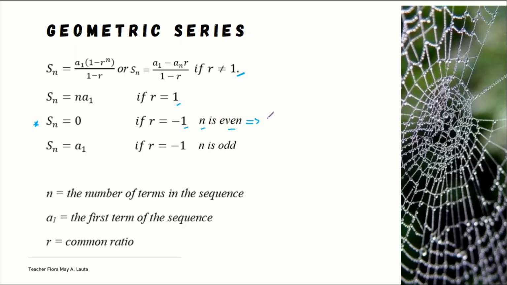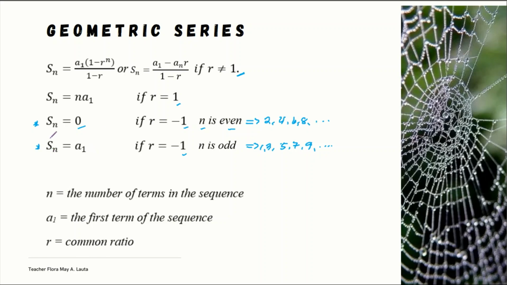Remember, even numbers are 2, 4, 6, 8, and so on. Those are even numbers. So when r is negative 1 and your n is even, your answer will be 0. And when r is negative 1 and your n is odd, meaning your n is 1, 3, 5, 7, 9, and so on, the answer will be a sub 1.